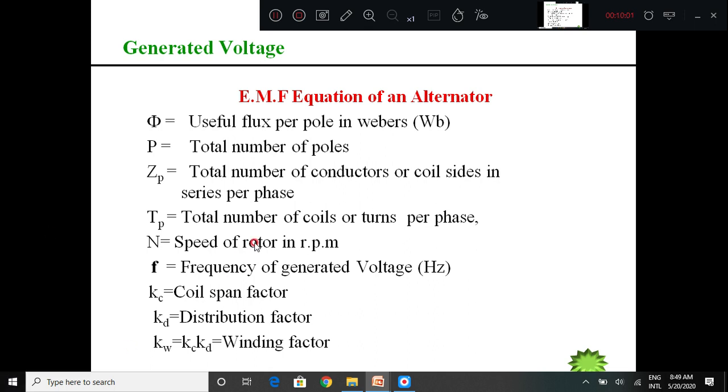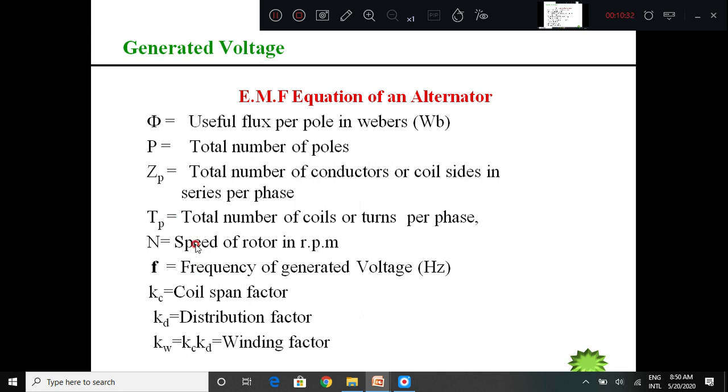ZP is the total number of conductors or coil sides in series per phase. These are the conductors per phase. Then TP is the total number of coils or turns per phase. While deriving the equation, what is the relation between Zp and Tp, what do you mean by the turn, what do you mean by the conductor? At this point you have to remember Zp is the total number of conductors or coil sides in series per phase, whereas Tp is the total number of turns per phase.